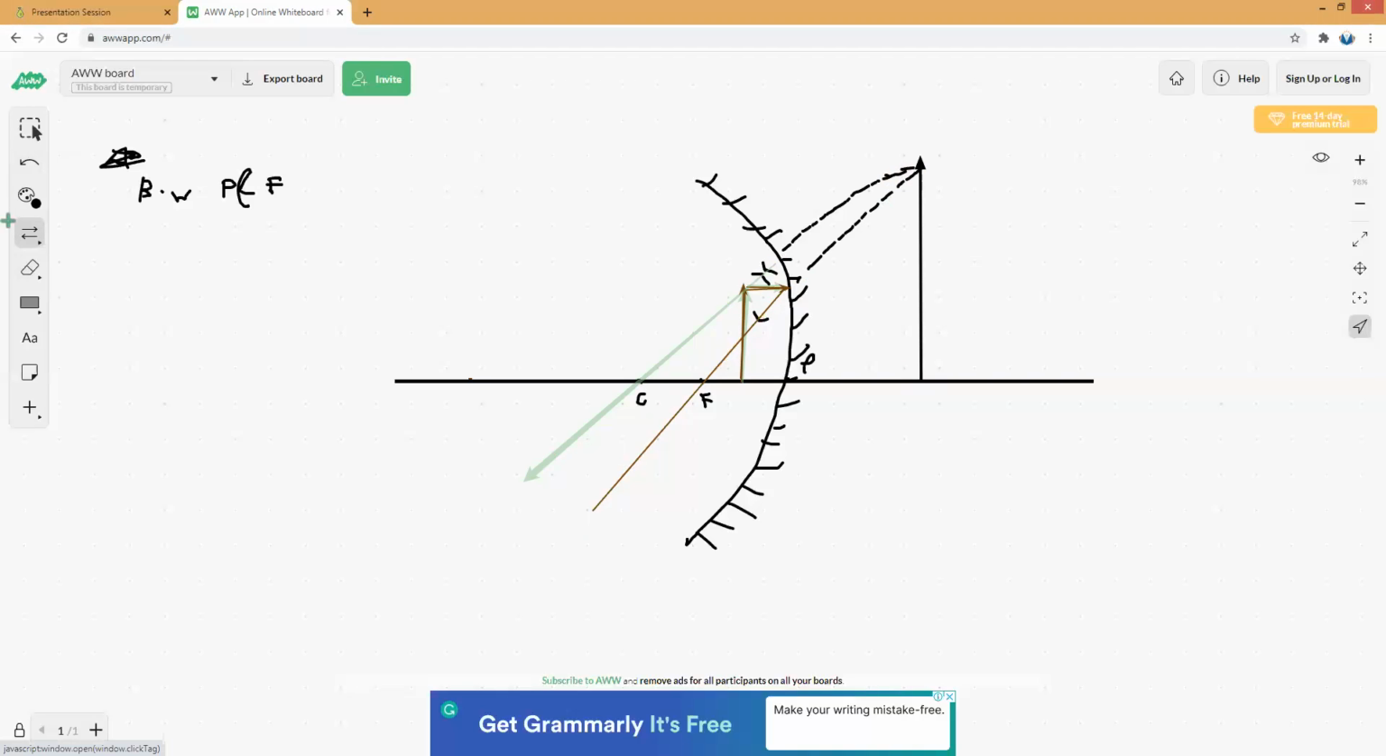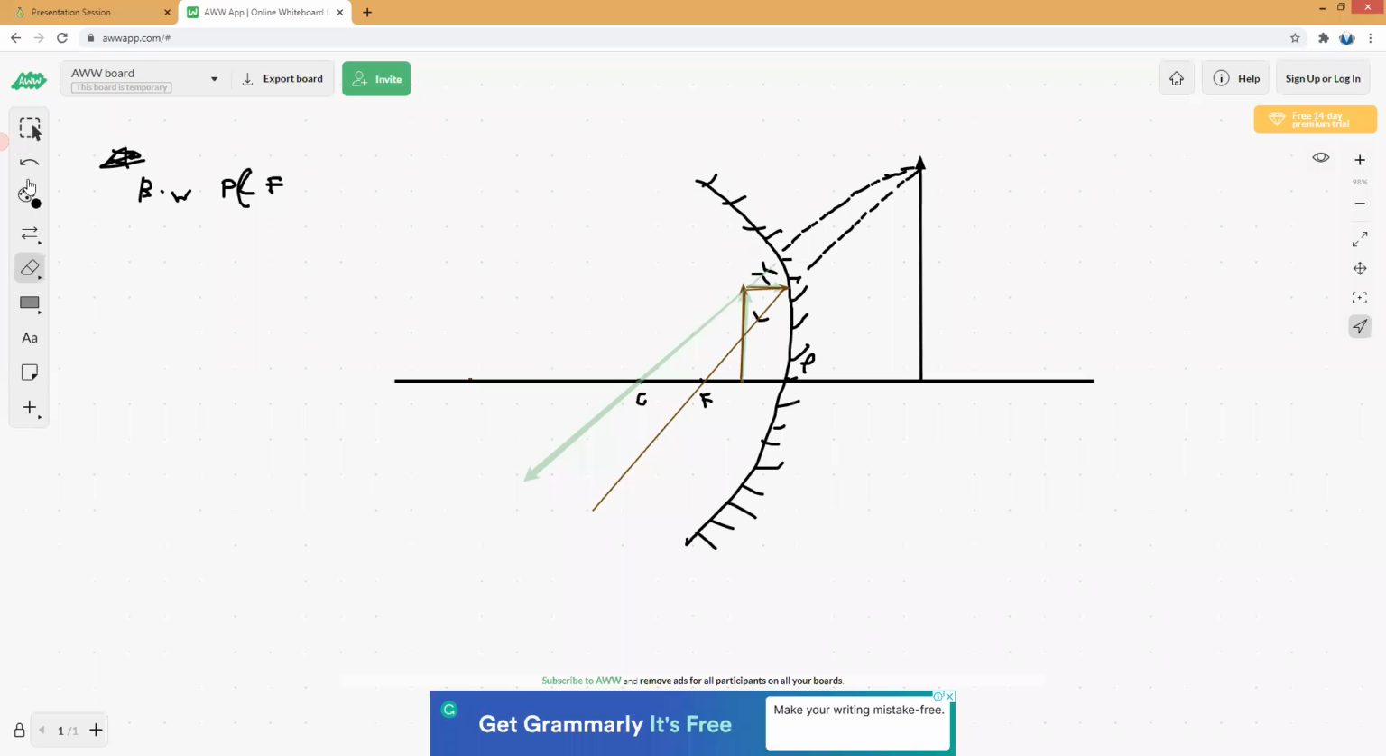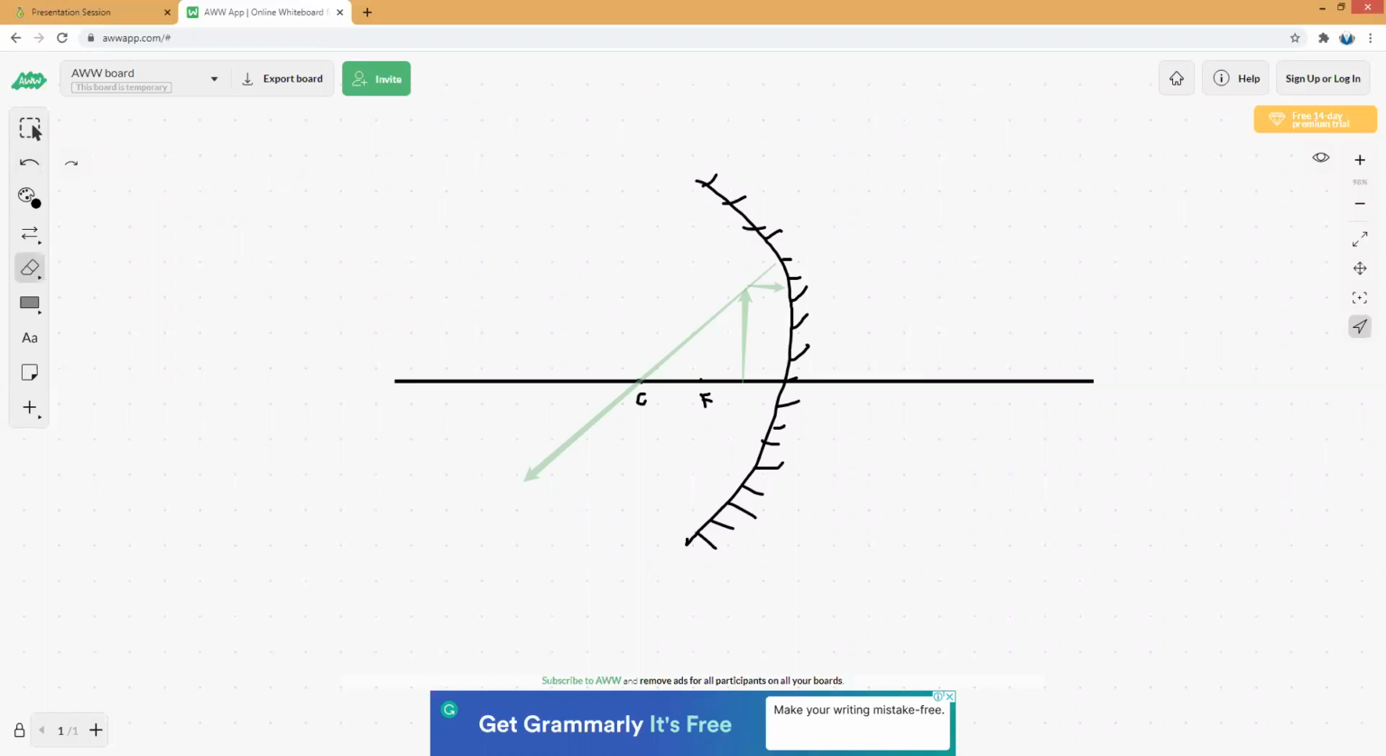Now, Ayan, can you try one? Let me just clear the screen. I'll give you another one, a bit easier, I think. Let me just erase everything.